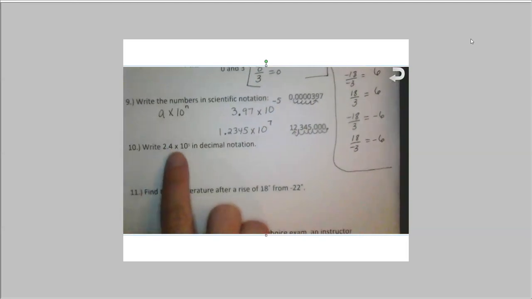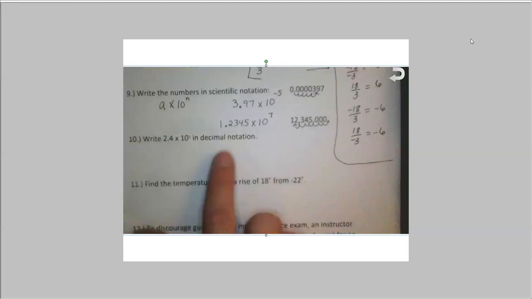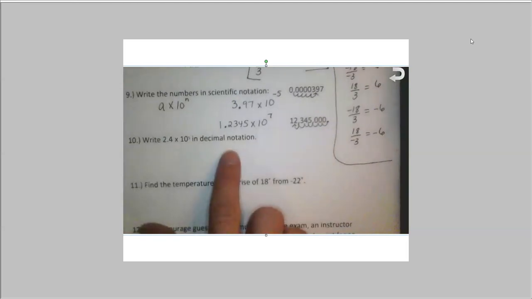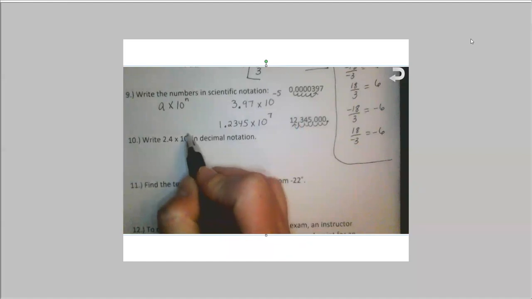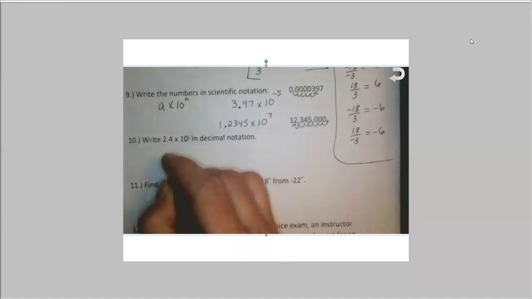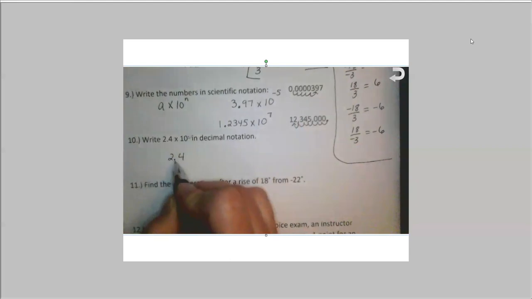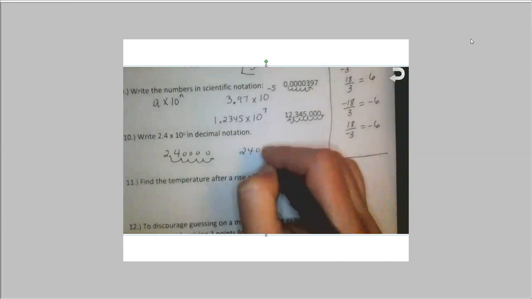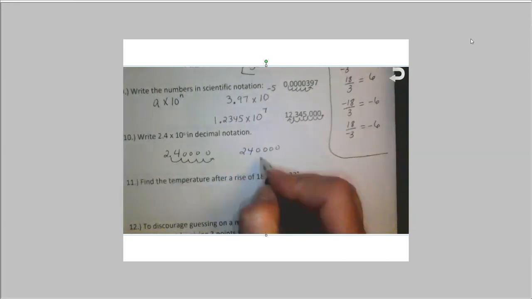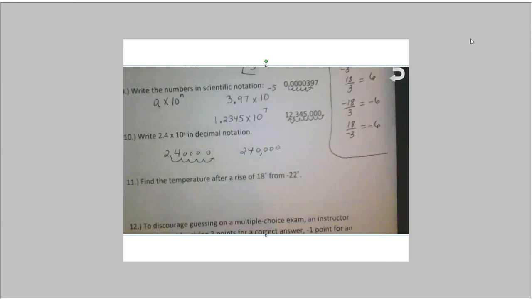You may have to go from scientific notation to a standard notation, or maybe your book calls it a decimal notation, but this is putting it in a standard form, like an actual number. Because this exponent is a positive, that means this number is going to be big. So I've got to take that decimal and move it over 1, 2, 3, 4, 5 spaces. I'll fill in those empty spots with zeros. So that's 2, 4, 1, 2, 3, 4 zeros. That would be 240,000.